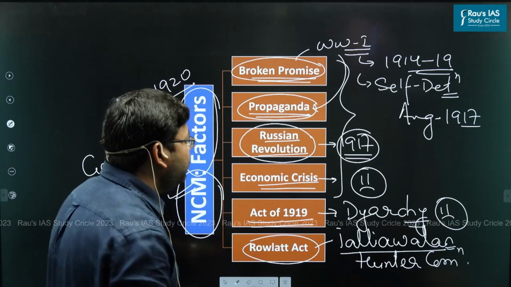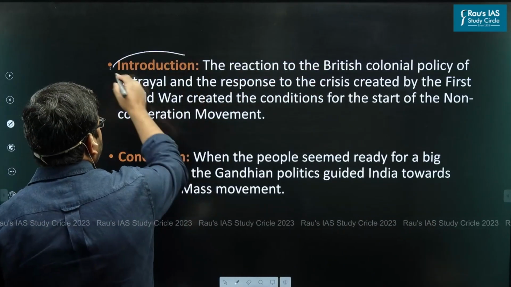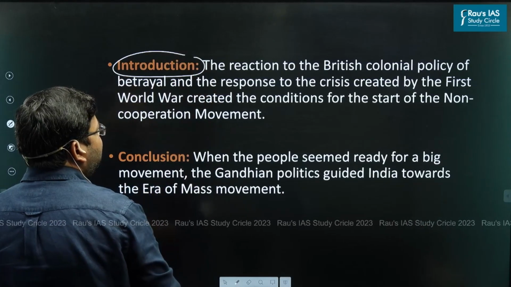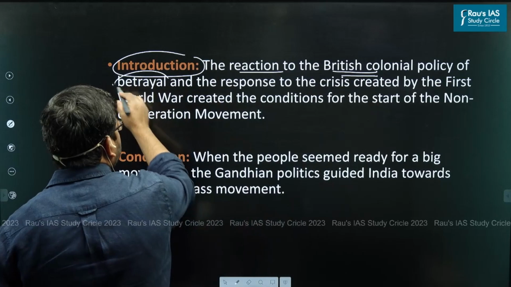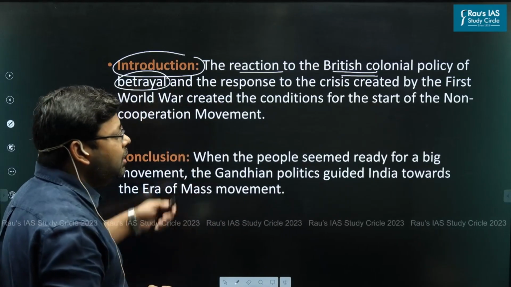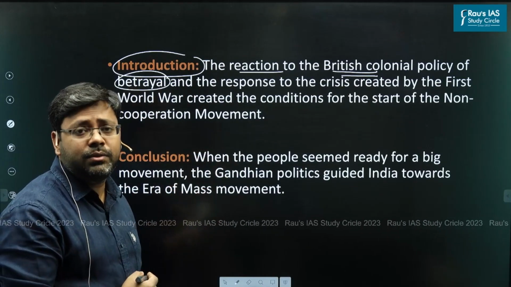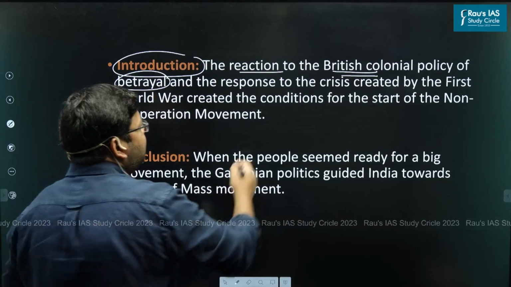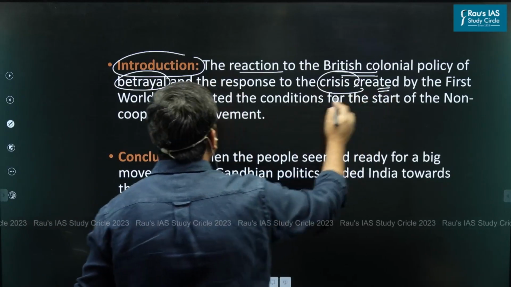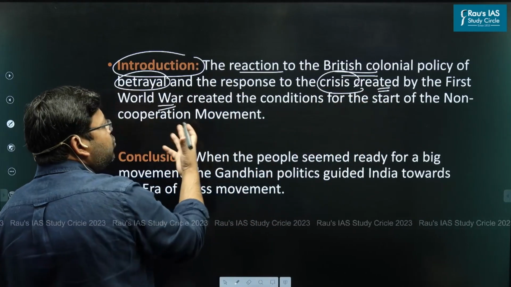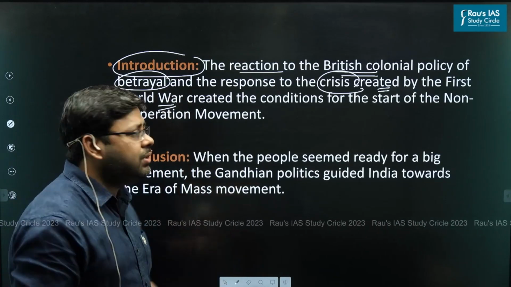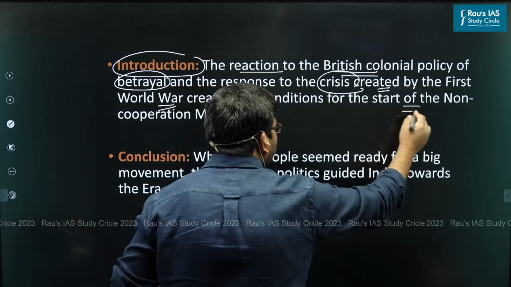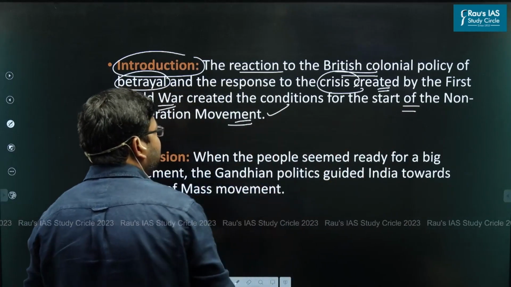Now, if we have to write one introduction for this question, can we not write about the reaction to the British colonial policy of betrayal? Yes, after the war, they did not come up with the reforms. That was betrayal, coupled with the crisis created by the First World War that led to so much awareness among the Indians. All that coupled together led to the start of the non-cooperation movement.